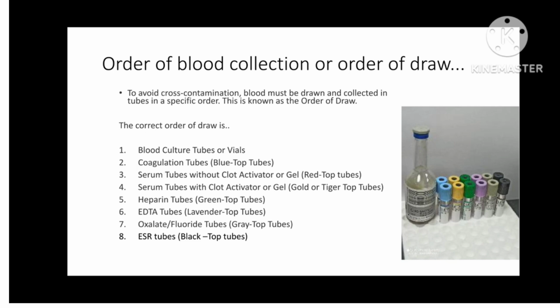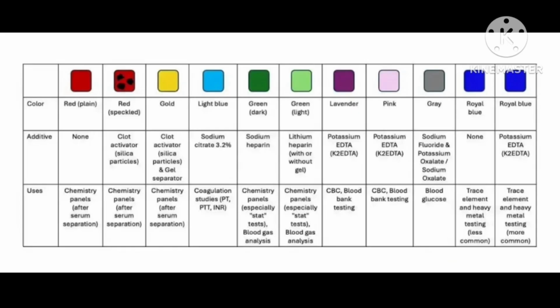The correct order of draw is firstly blood culture tubes or vials, next coagulation tubes, blue top tubes, serum tubes without clot activator or gel, red top tubes, serum tubes with clot activator or gel, gold or tiger top tubes, heparin tubes, green top tubes, EDTA tubes, lavender top, oxalate or fluoride tubes, grey top, and ESR tubes, black top tubes. This order of draw is based on the anticoagulant present in the tubes or vials. This is the order for blood sample collection.